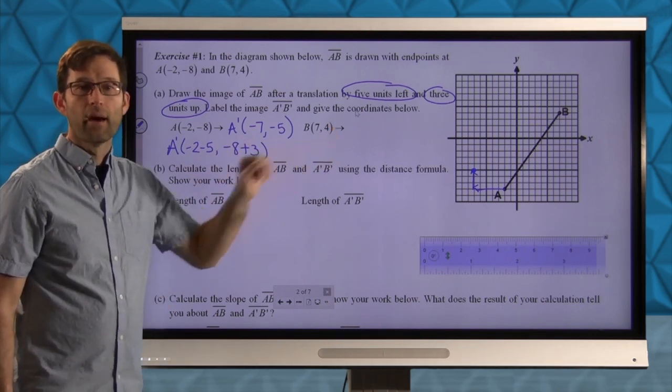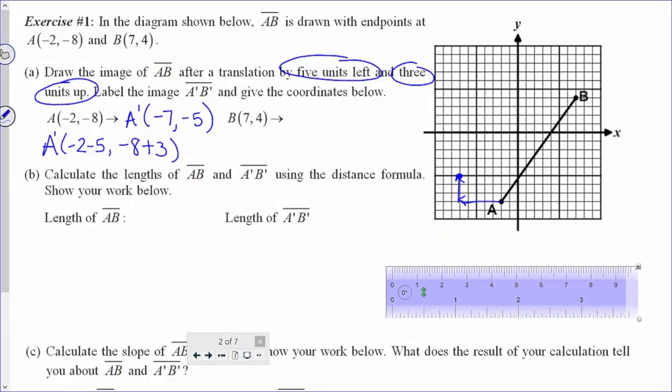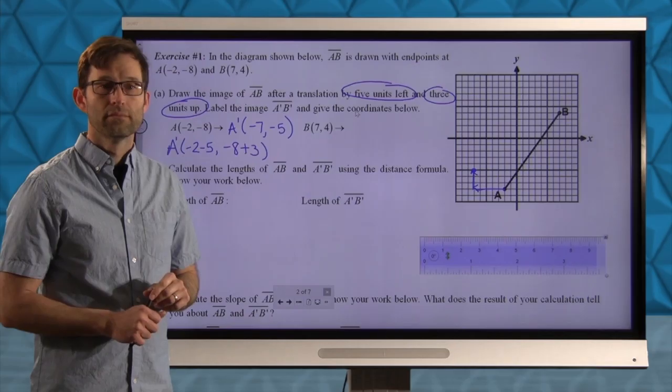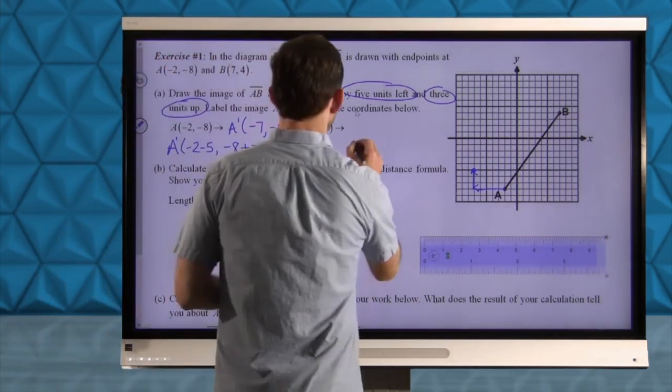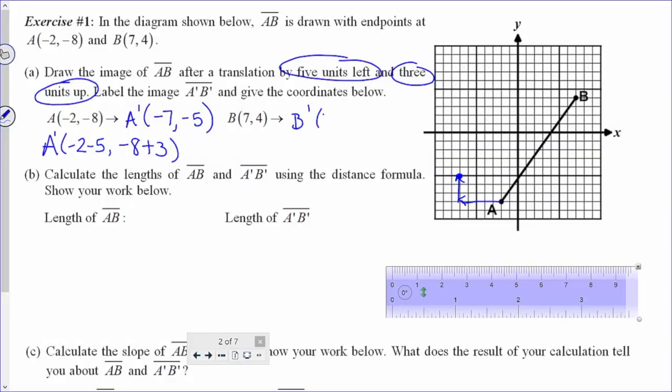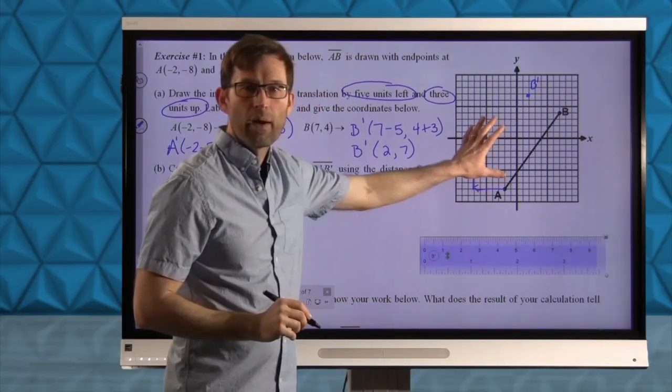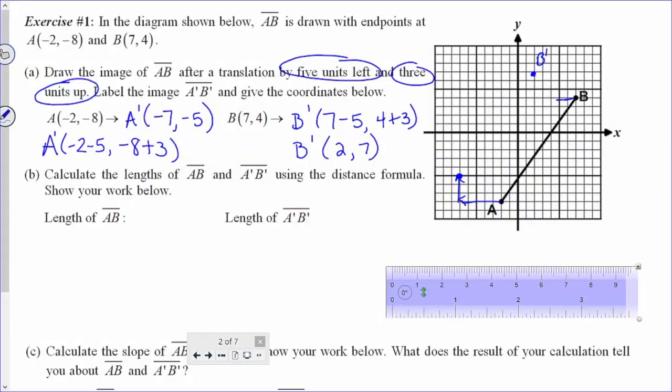Why don't you do that and come up with the image for B? All right, let's take a look and verify that this works. For B prime, I take that 7 and subtract 5 to move it 5 units left, and I take that 4 and add 3 to shift it 3 units up. I'll find that B prime is at (2, 7). And just to verify, if we track it, it is definitely 5 units this way and 3 units that way.